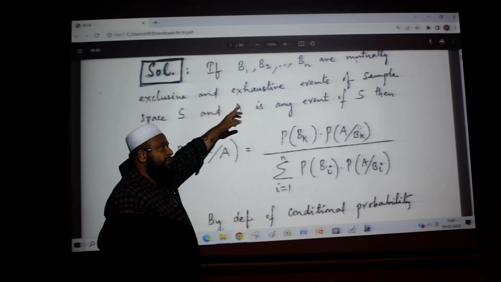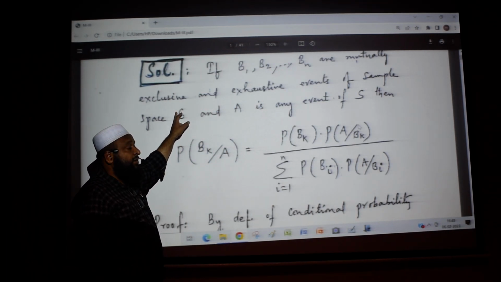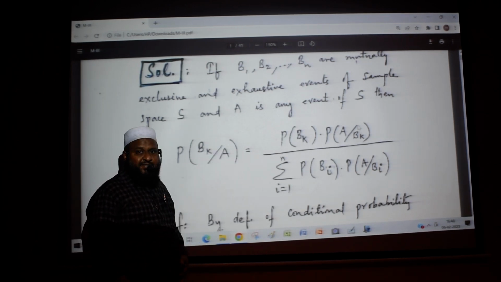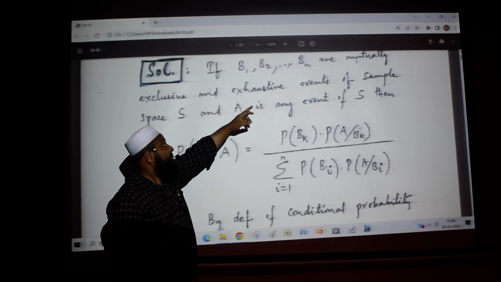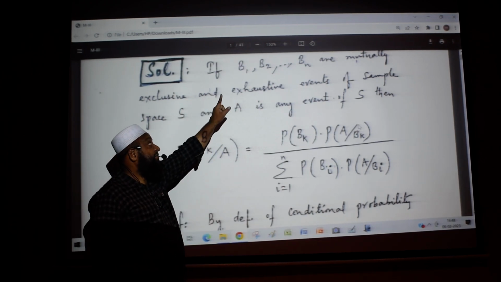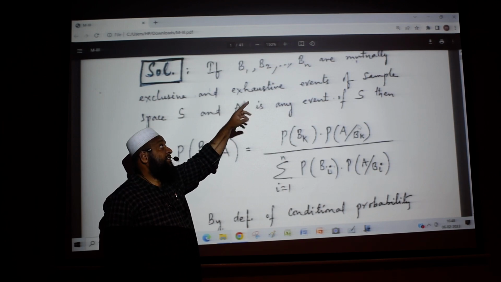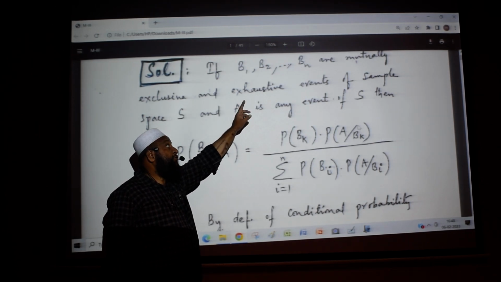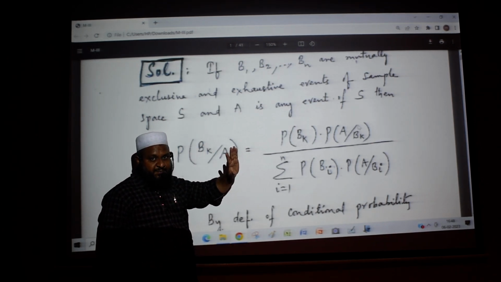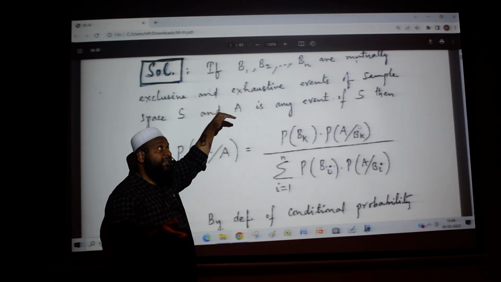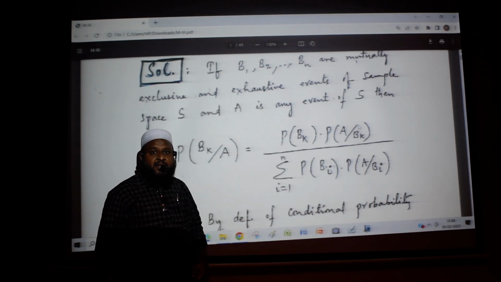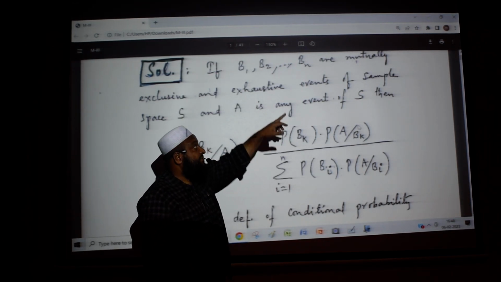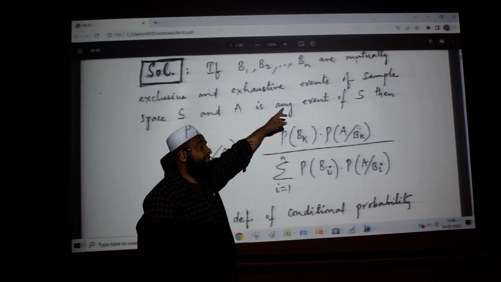If B1, B2, and so on up to Bn are mutually exclusive and exhaustive events of sample space S and A is any event of S. What is the meaning of mutually exclusive? That is, if one of the events takes place, then none of the other events will take place. For example, if B1 takes place, then B2, B3, and so on up to Bn, no event takes place. I am saying that these n events are at the first level.